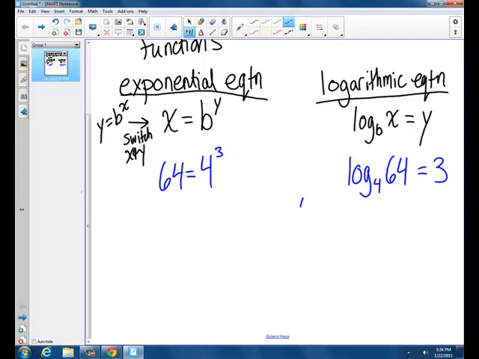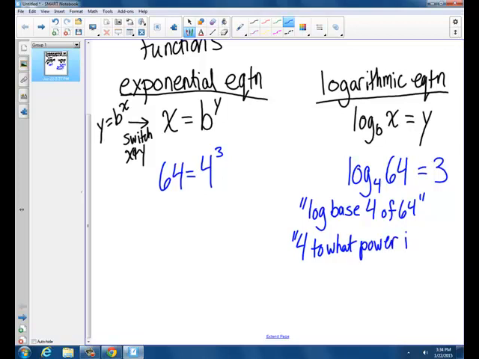How I read this is log base 4 of 64. What it really means is it's saying, 4 to what power is 64? That's the question. If I didn't know the 3 was there, I'm trying to figure out 4 to what power gets me 64. Okay? So let's start with a fresh one.